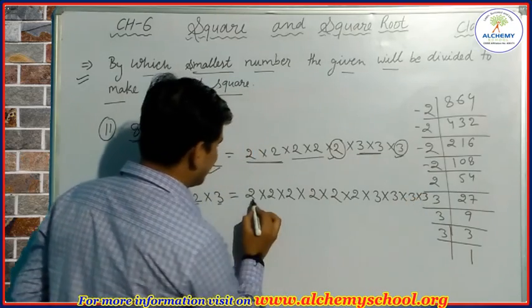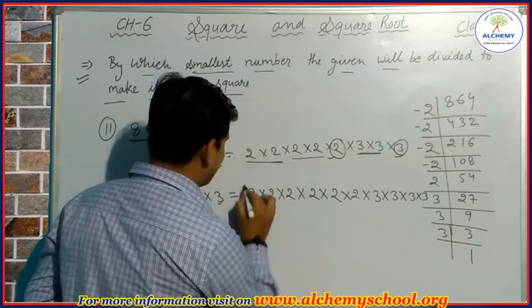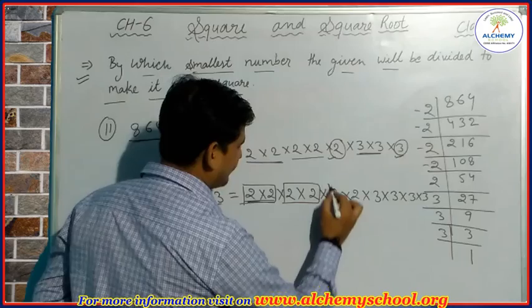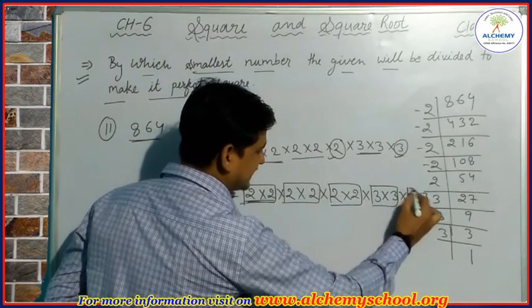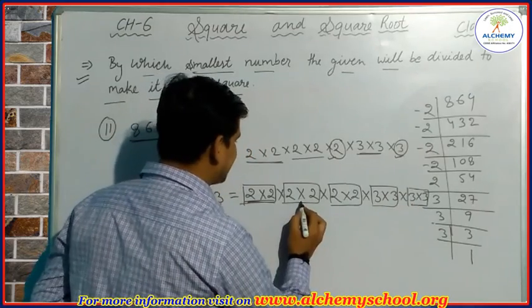Okay, so now we can see here we have the pair of all the numbers. We have one pair of 2, we have another pair of 2, we have one more pair of 2, we have one pair of 3, and we have another pair of 3. Now we have the pair for each number.